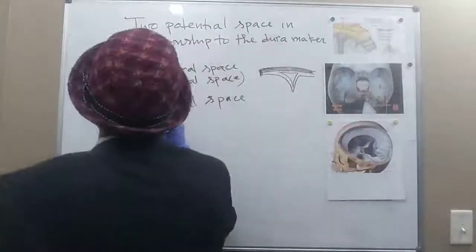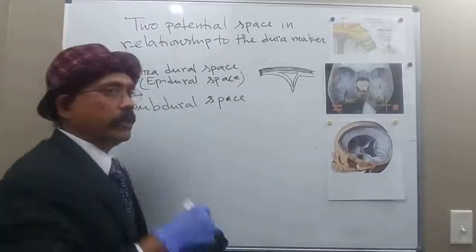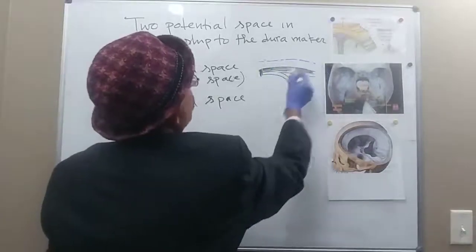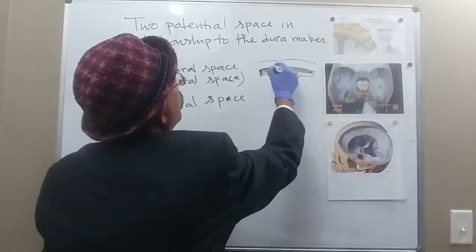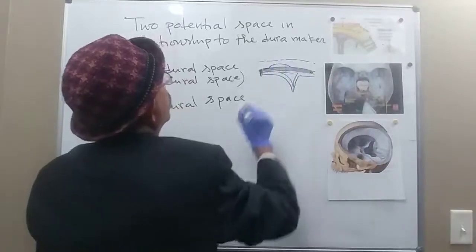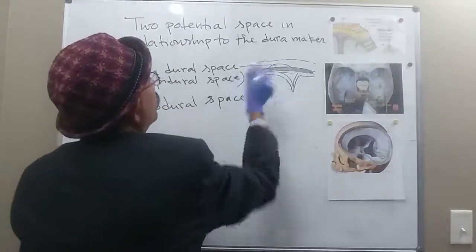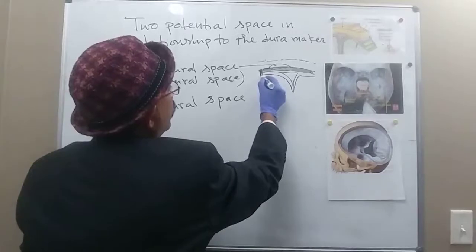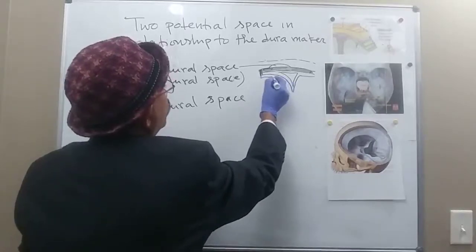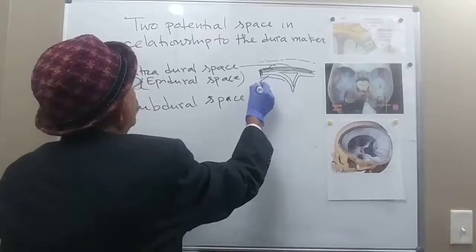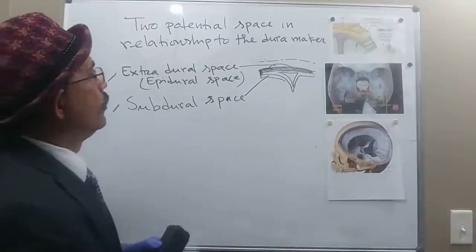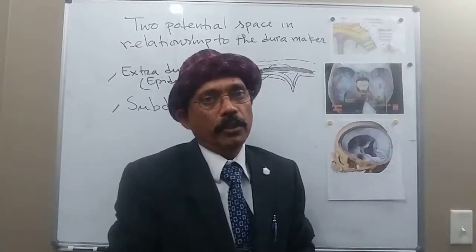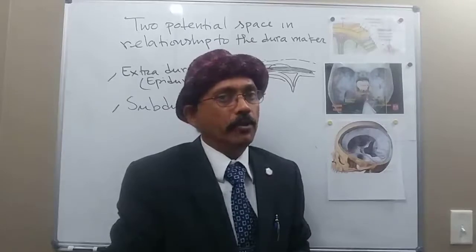What is the extradural or epidural space? This is the skull bone, and this is the periosteal layer. We may have a space here, a collection of blood here. That is the extradural space. And between the dura mater and the arachnoid mater, we have a potential space. That is the subdural space. So the extradural space is the space between the skull bone and the dura mater, that is, the periosteal layer of the dura mater.